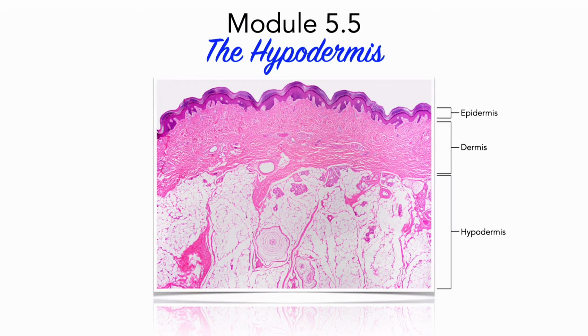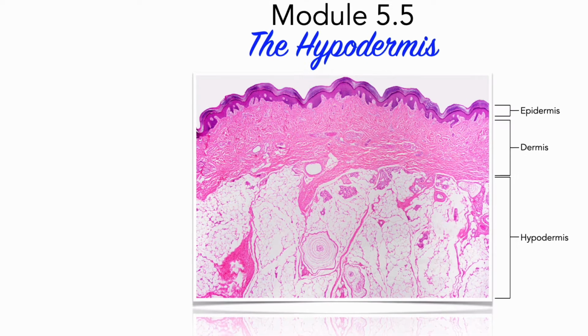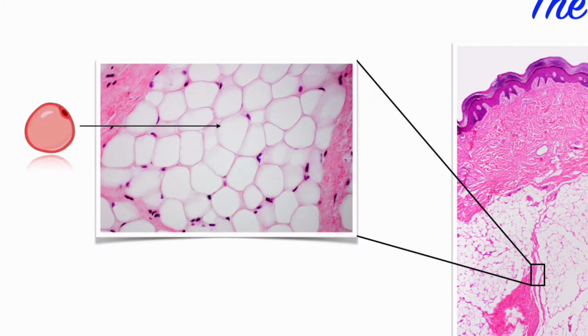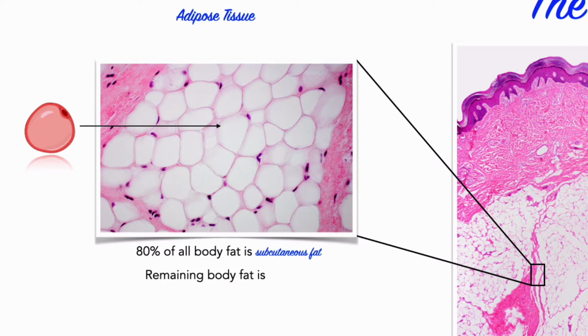The hypodermis sits below the cutaneous membrane of skin and consists of loose connective tissue. Particularly, it is areolar tissue. And, as we learned in Module 4.4, loose areolar tissue with many fat cells is more specifically classified as adipose tissue. Thus, the fat found here is often called subcutaneous fat. Subcutaneous fat actually makes up about 80% of all body fat. The remaining body fat is called visceral fat because it is associated with visceral organs.